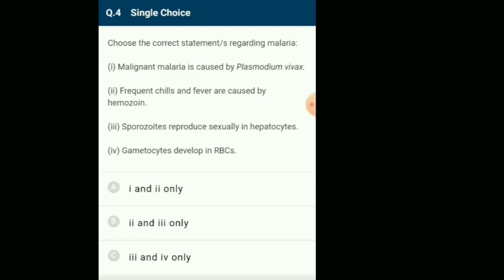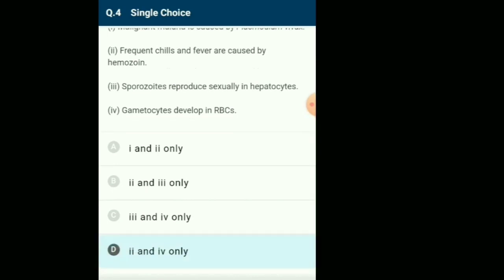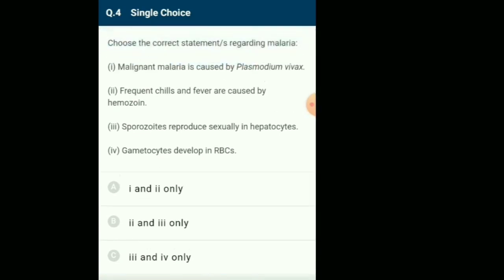In Plasmodium, the sexual stages are produced in humans, but fertilization takes place in the stomach of the mosquito. In hepatocytes, asexual reproduction takes place through schizogony. The sexual stage, that is gametocytes, develops in RBC of humans. So the answer for this question is option D. From the given 4 statements, only statements 2 and 4 are correct about malaria.